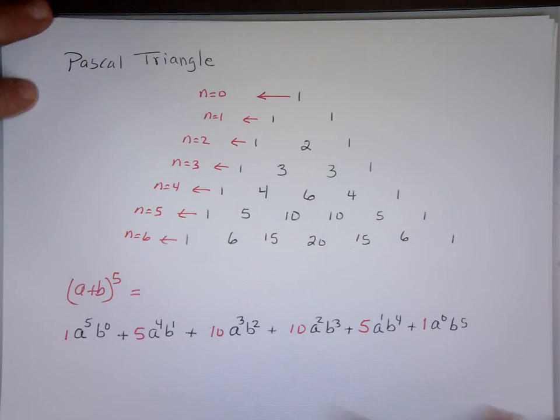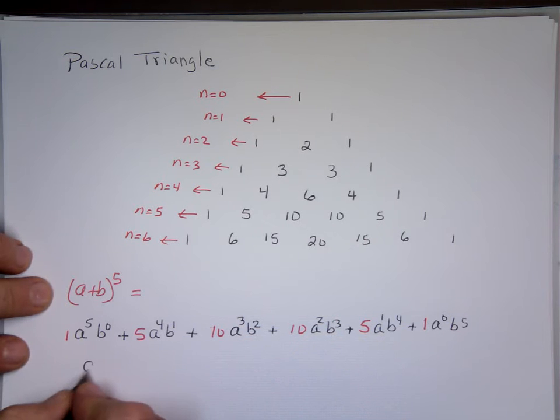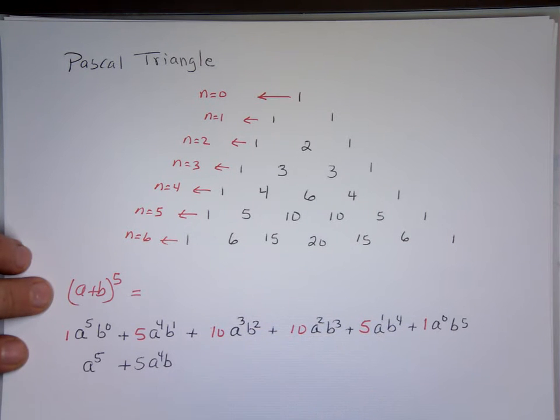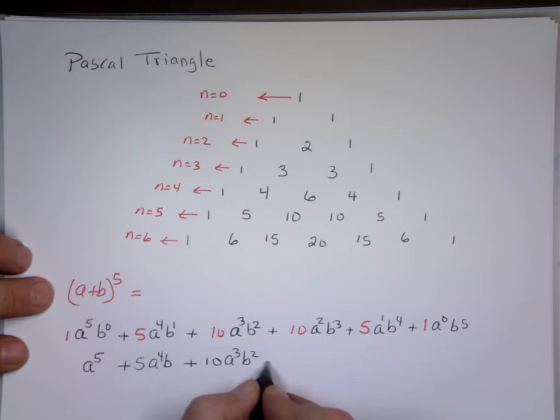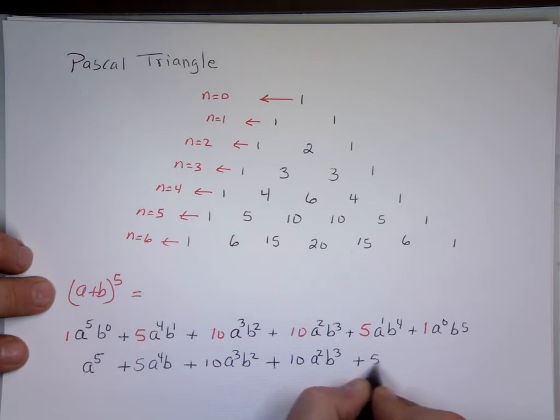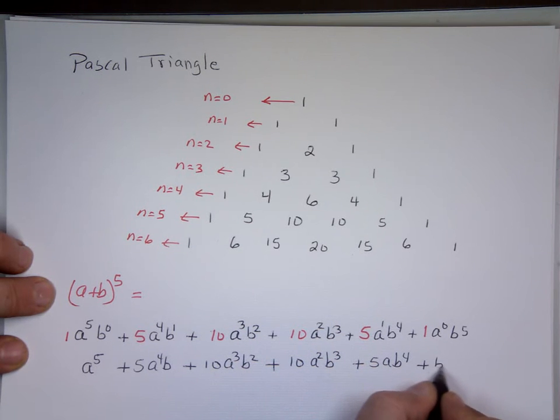Let's clean that answer. What's b to the 0? 1. 1 times 1 is 1. You don't need the 1. a to the 5th, 5 a to the 4th b, 10 a cubed b squared, 10 a squared b cubed, 5 a b to the 4th. And what's this? b to the 5th.